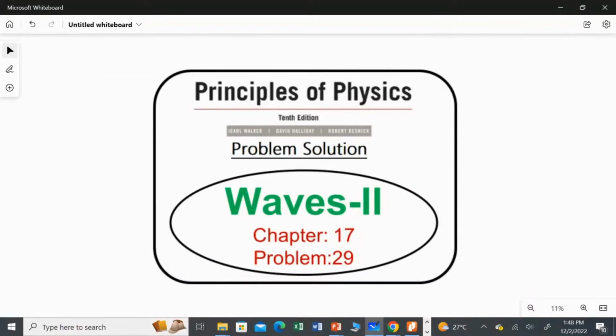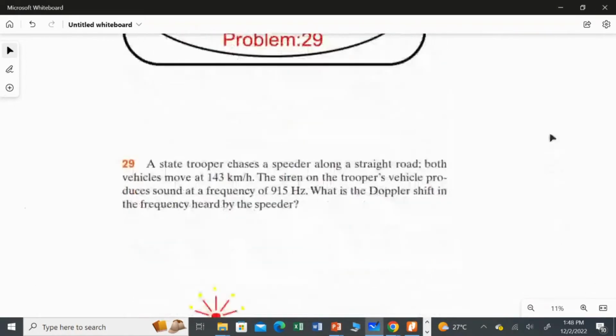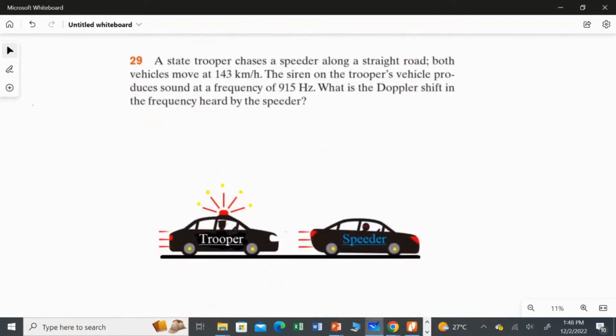In this video, I am going to solve problem 29 from chapter 17, Waves Part 2. A state trooper chases a speeder along a straight road. Both vehicles move at 143 km per hour. The siren on the trooper's vehicle produces a sound at a frequency of 915 Hz. What is the Doppler shift in the frequency heard by the speeder?